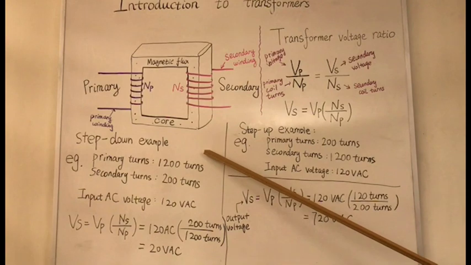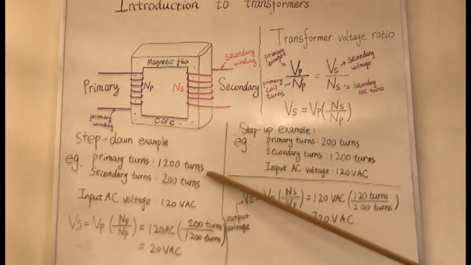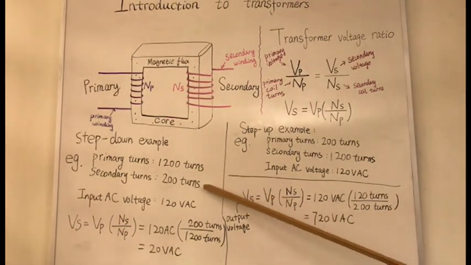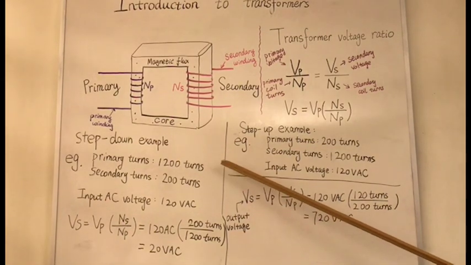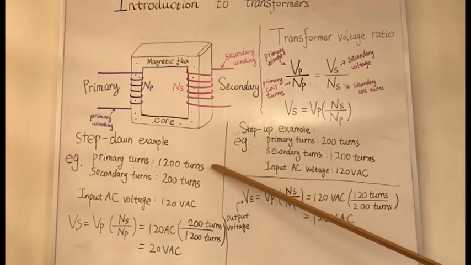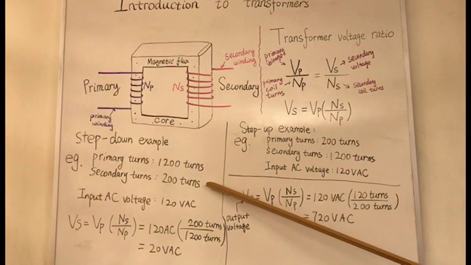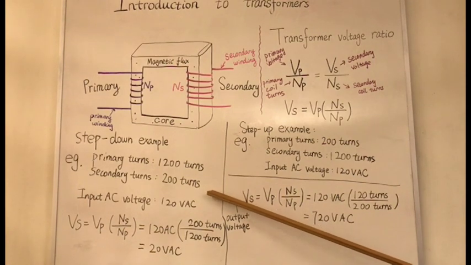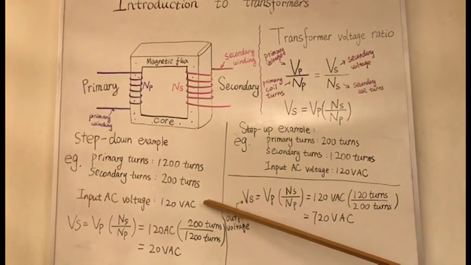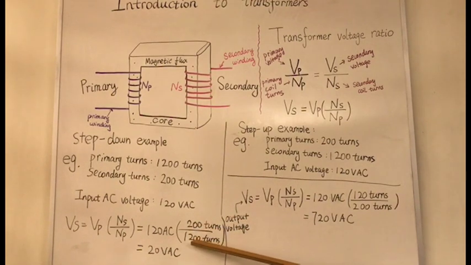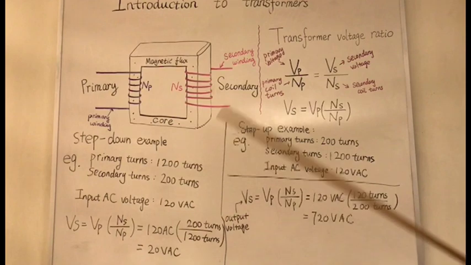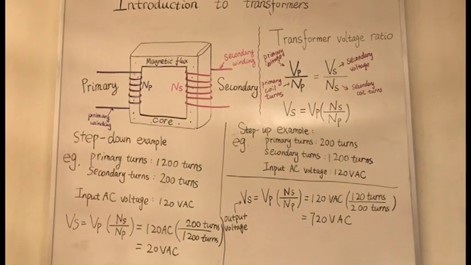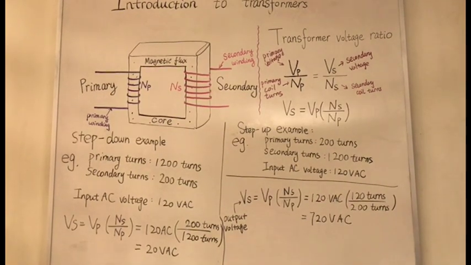We have another example here of a step-down transformer, and in this one, we've essentially flipped the ratio of turns in our coils. Here, in our primary coil, we have 1200 turns, and in our secondary coil, we have 200 turns. If we give it the same input voltage of 120 VAC and use our equation, our output voltage will be 20 VAC, meaning that this is a step-down transformer because our output voltage is decreased from our input voltage.